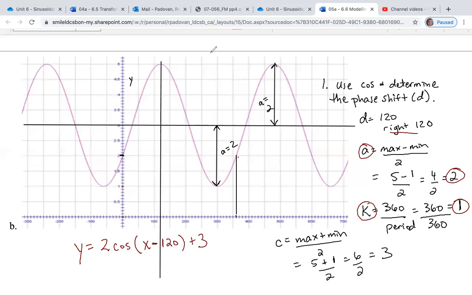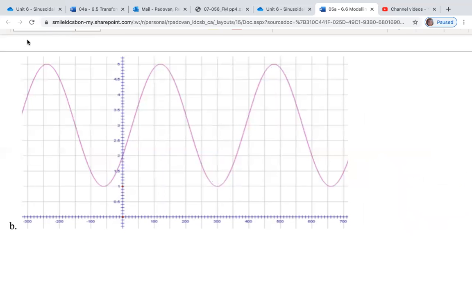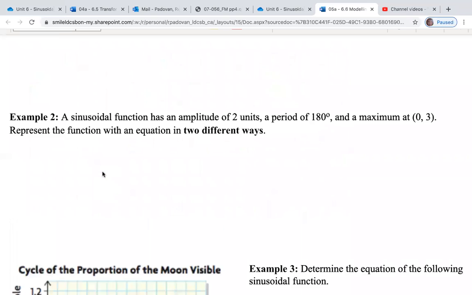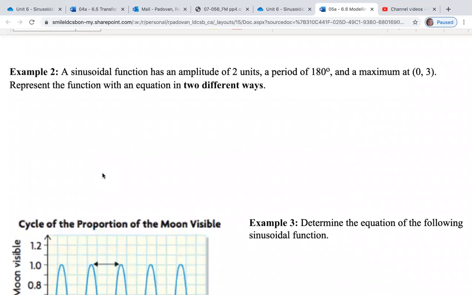If I'm not given a graph and I'm just given information, this is a separate example here. So just this part here. So a sinusoidal function has an amplitude of 2 units. So maybe we should be underlining this stuff. So I know that my amp is 2. I know that the period is 180 degrees. I know I have a maximum at (0, 3), come up with the equation, but they come up with the equation in two different ways.